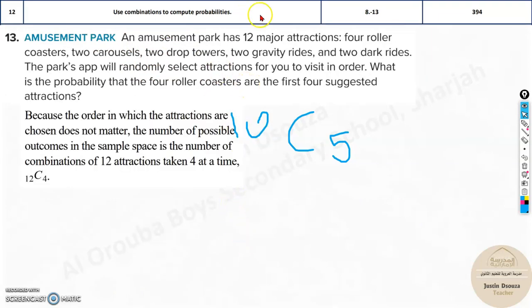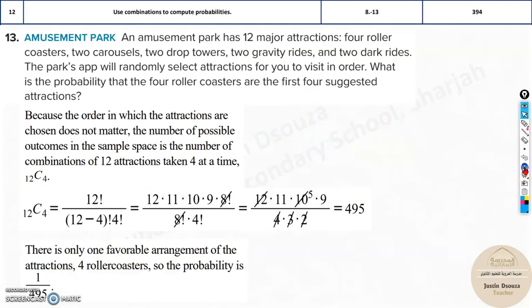And the last problem, same thing. There is no 4 directly given. Let's see how to solve it. An amusement park has 12 major attractions: 4 roller coasters, 2 carousels, 2 drop towers, 2 gravity rides, and 2 dark rides. The park app will randomly select attractions for you to visit, in order. What is the probability that the 4 roller coasters are the first 4 suggested attractions? Over here you can see R is 4. 12C4 gives the total, and 1 must be divided by that. That is the answer.